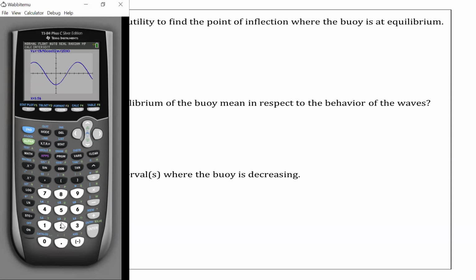So we're gonna find our zero, left bound, and we're gonna have our right bound. And there we go. So our point of equilibrium when we're at zero is at 3.75. So we're going to put at t equals 3.75 seconds, the buoy is at equilibrium.